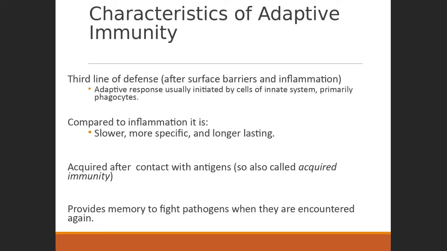The third line of defense has to come after any surface barriers, after an inflammatory process. And because of that, there is going to be a time lag every single time. So as I said before, I like to think of the first and second lines of defense as meant not only to help stop invaders, but also help to buy some time for a more effective specific immune response.